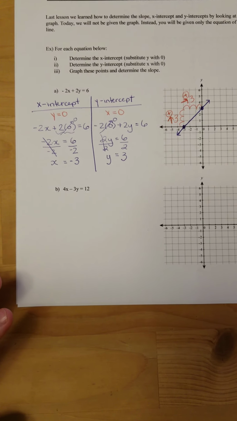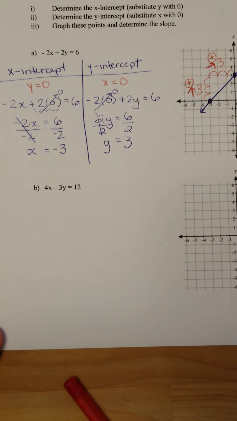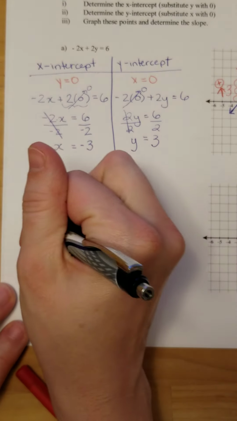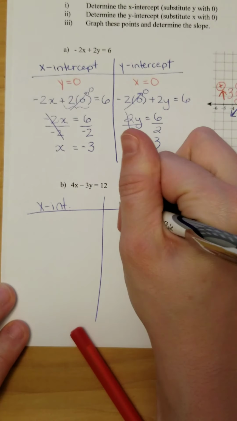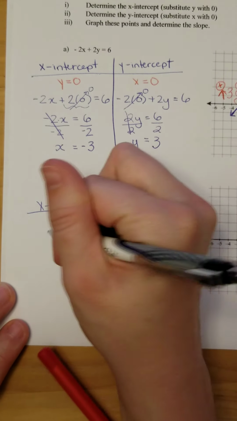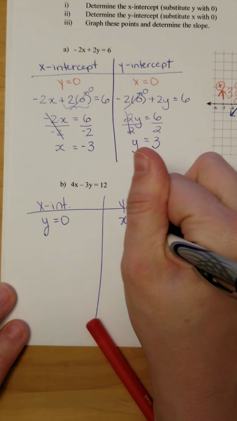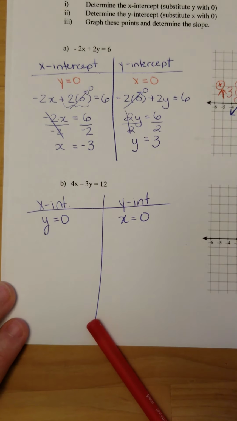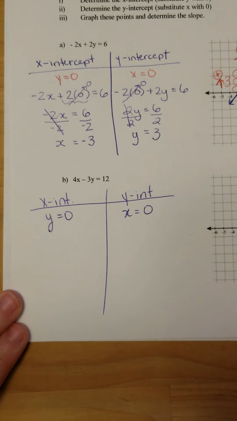Okay, next one. I'm going to do the x and y intercept. Same thing, I'm going to do kind of this T-chart here. Find my x-intercept on the left. Find my y-intercept on the right. To find my x-intercept, I know y is 0. To find my y-intercept, I know x is 0. And all I do is I take my new equation and I get to work.